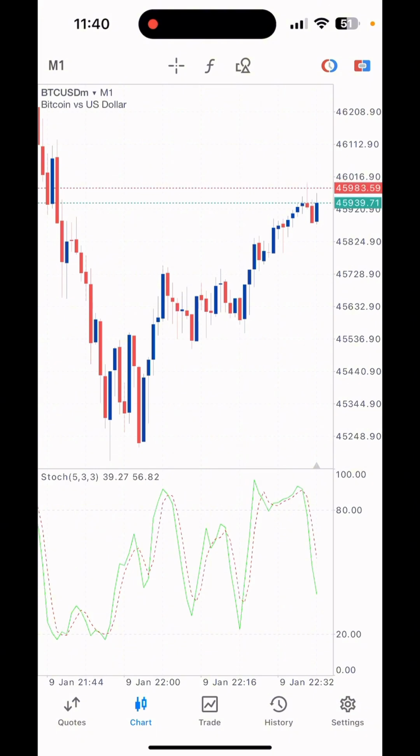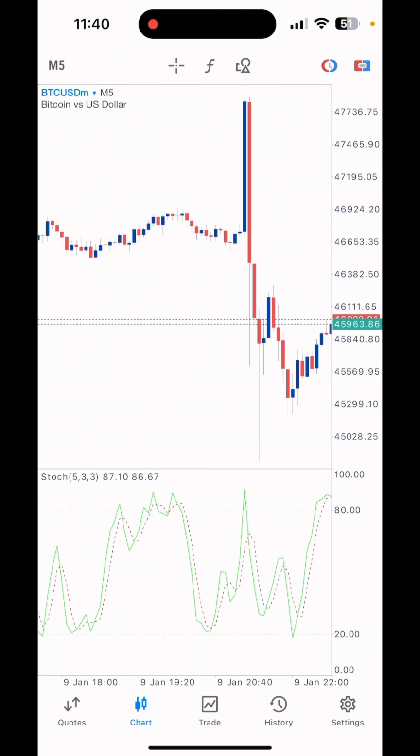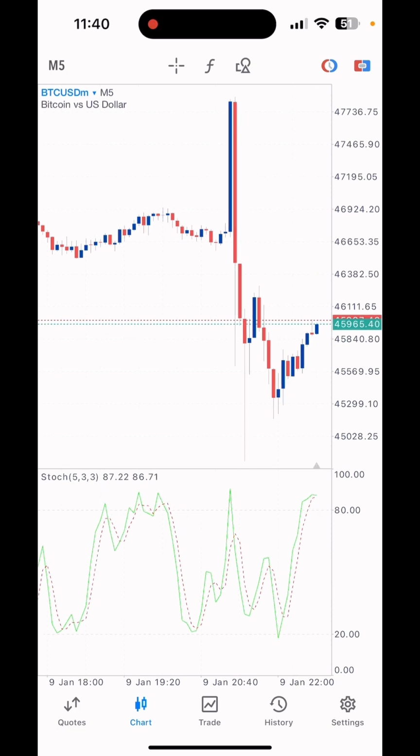All right. So now let's do a little back test. Now, if you want to use the Stoch, I always prefer to use it from a 5 minute time frame, 5 minutes upwards. Don't use it on a 1 minute time frame. So now let's change the time frame to 5 minutes. So let's do a little back testing. Now we are starting from where price is right now, where the market is.